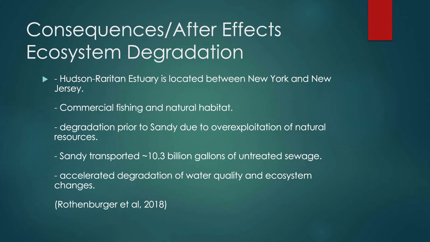And so what basically happened is that when Hurricane Sandy hit, it transported over 10 billion gallons of untreated sewage into the estuary, which basically accelerated the already existing degradation of the ecosystem. It degraded the water quality, and it caused vital changes to the structure and the function of the ecosystem. One of these changes was actually a decrease in zooplankton population and an increase in harmful algal bloom populations. Basically changed the entire structure of the ecosystem and degraded the water considerably.